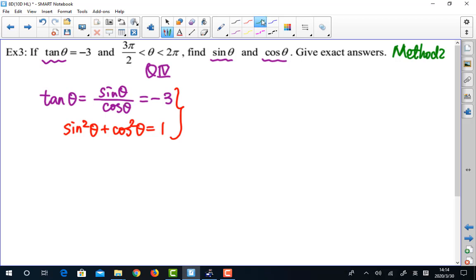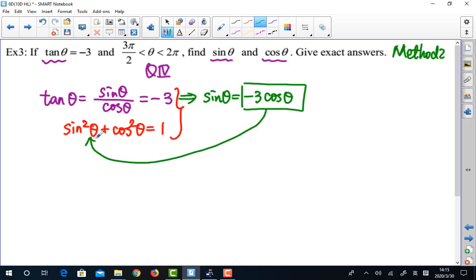I will apply the substitution method because I can change the first equation to sine theta equals negative 3 cosine theta. I only need to multiply both sides of this equation by cosine theta. So right now, sine theta is negative 3 cosine theta. I can substitute this negative 3 cosine theta for sine theta in the second equation. So sine theta should be replaced with negative 3 cosine theta, in brackets, squared, plus cosine squared theta equals 1.